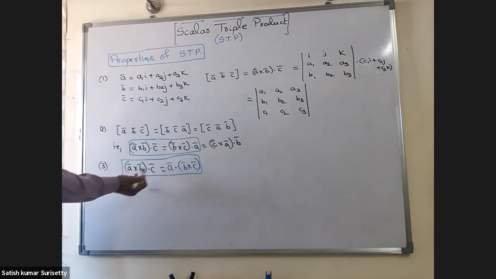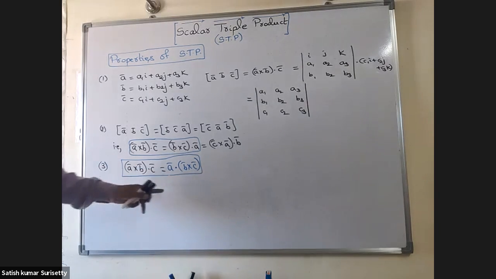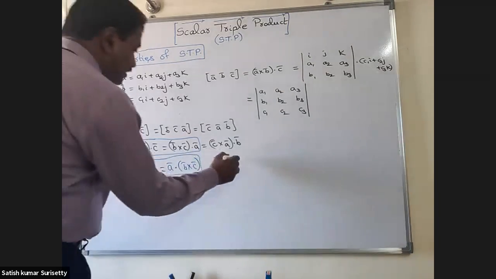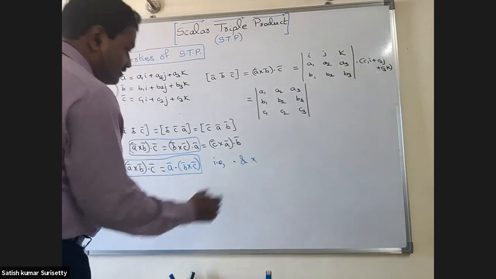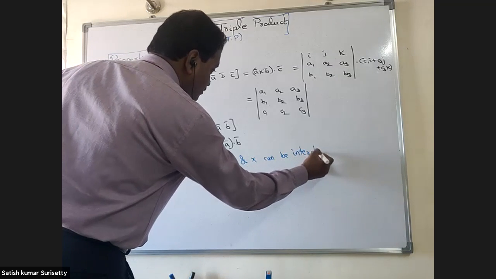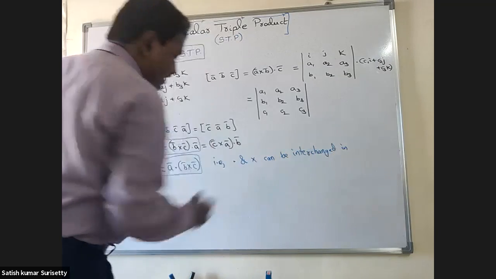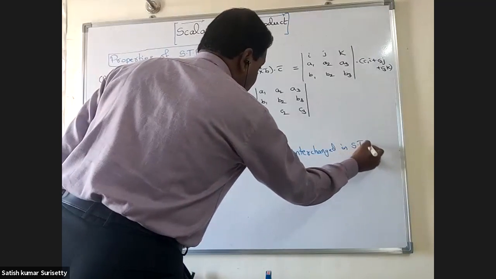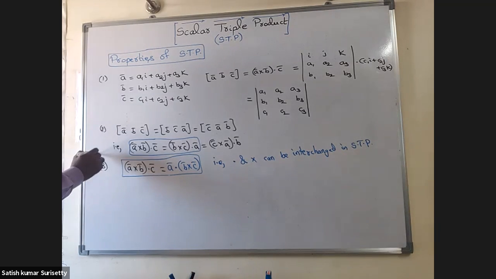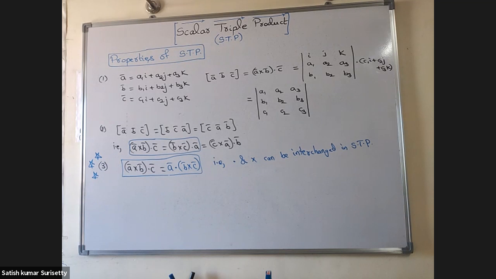But when you are interchanging the dot and the cross, you have to keep the brackets in a proper way such that it is defined. That is, dot and cross can be interchanged in the scalar triple product. This is a very, very important property. In simplifications, sometimes we may use this property. So, interchanging of dot and cross.